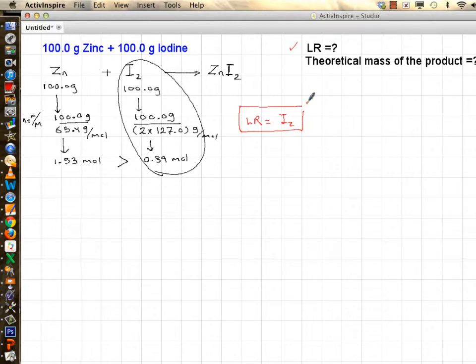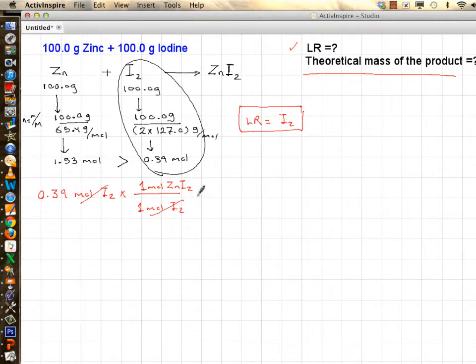I'll box this. Then let's just move to what is theoretical mass of the product. It's a fancy way of just asking what is mass of product, but since it's based on calculations, it's known as theoretical yield. I have to use my limiting reactant, so I start with 0.39 moles of iodine. Then I'm going to use my balanced equation and the ratio to find out moles of product. For every 1 mole of iodine, I have 1 mole of zinc iodide. So I put 1 mole of iodine in the denominator to cancel them out. And I put 1 mole of zinc iodide here.